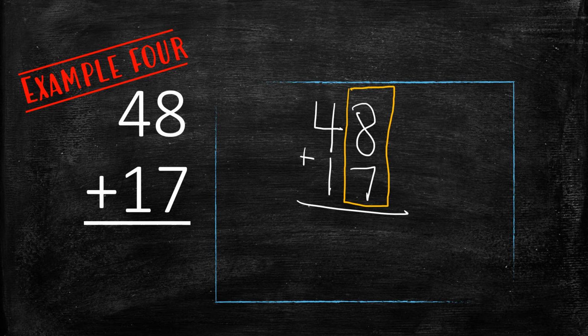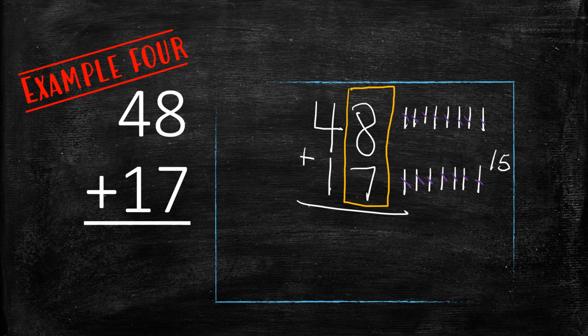Because I have 8, I'm going to draw 8 lines. 1, 2, 3, 4, 5, 6, 7, 8. And because I see the number 7, I'm going to draw 7 lines. 1, 2, 3, 4, 5, 6, 7. And now I can go ahead and count them all together. So I have 1, 2, 3, 4, 5, 6, 7, 8, 9, 10, 11, 12, 13, 14, 15. So that means that 8 plus 7 equals 15.